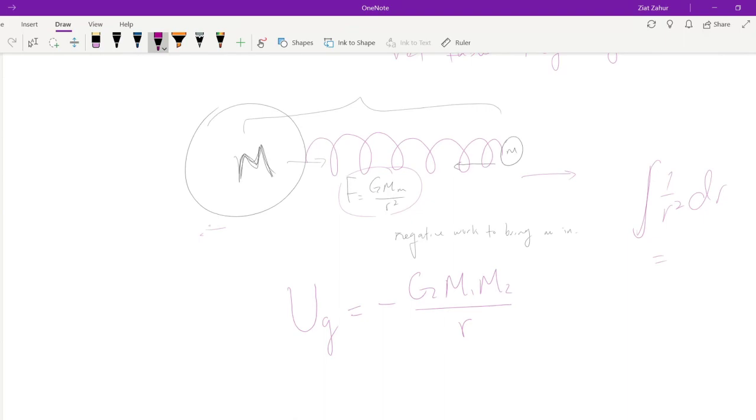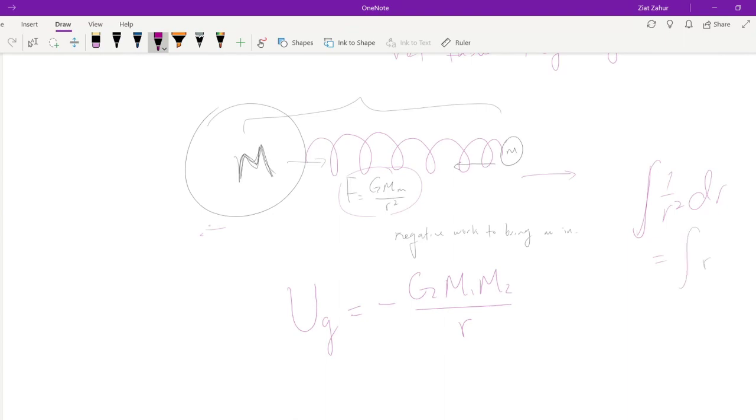Actually, Calc AB students, you should be able to do this too. It could be on your AP test, who knows. What's the integral of 1 over r squared? The antiderivative. Clock is ticking. Well, it's negative 1 over r.